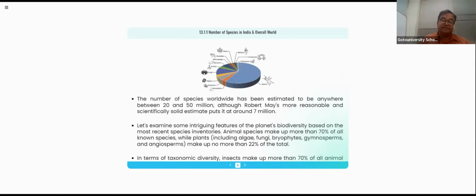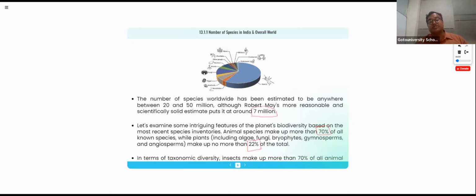In the case of the number of species in India and the overall world, the worldwide number has been estimated to be anywhere between 20 and 50 million. Robert May's more reasonable and scientifically solid estimate puts it at 7 million. This is an approximate figure, not exact, but it is close to the original figure. Animal species make up 70% of the known species, while plants constitute 25% of the total species count.